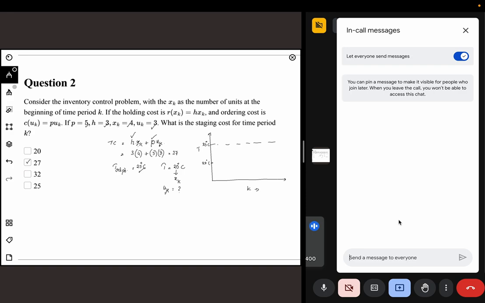I can go to 25 in different ways. I can go something like this. I can go something like this. I can go something like this. All these are possible ways. Depending on the value of uk I'm choosing, I can end up in any of the paths that I choose.